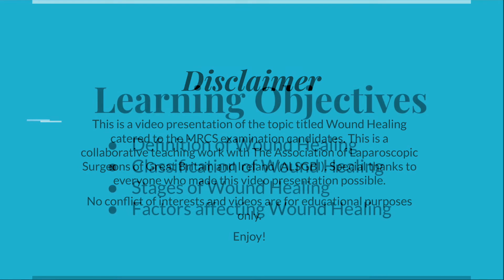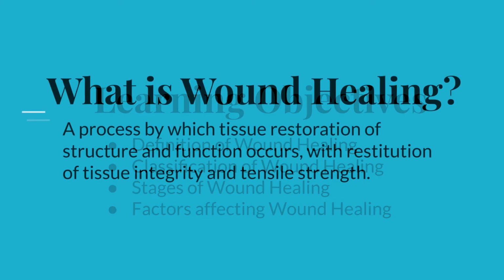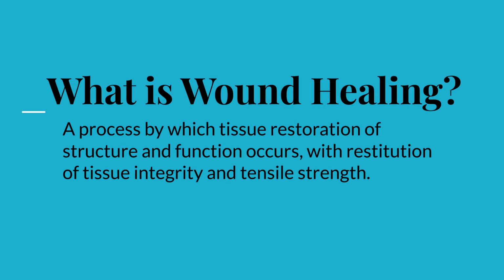In today's presentation, we'll mainly be covering the definition, the classifications, stages, and factors affecting the process of wound healing. First of all, we have to understand that wound healing is a long process which involves the restoration of tissue structure and function. These are mainly involved in the restitution of tissue integrity and tensile strength, respectively.